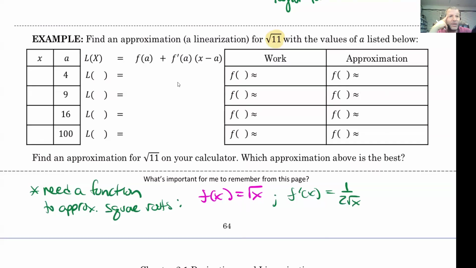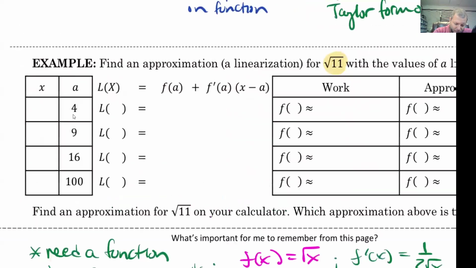So the last thing we need is some nice, easy to find values of a. So I gave them here. This first row in the table means x is 11. So the linearization of x, which I don't know why that's a super big x, that should be a lowercase x. The linearization of 11 is going to be equal to f of, I need some nice easy value that I can take a square root of, so 4. I can take the square root of 4. So my value of a is 4.